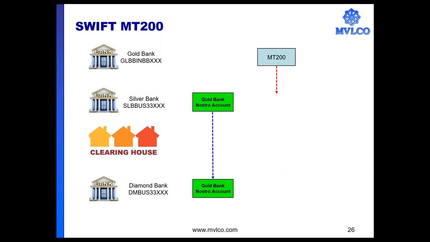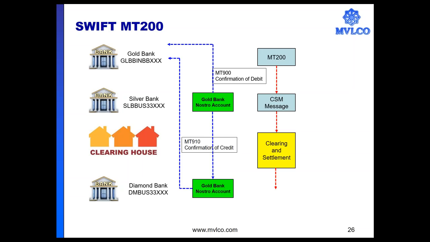When Silver receives this message, Silver will create a clearinghouse message, the clearing system message, by debiting the Nostro account of Gold Bank and crediting in their own books, that is in Silver Bank's books, the settlement account mirror. Once this is done, Silver sends the confirmation of debit because we have debited Gold Bank's Nostro account. When this message goes to the clearinghouse, the clearinghouse would debit Silver Bank in their books and credit Diamond Bank in their books, completing the settlement.